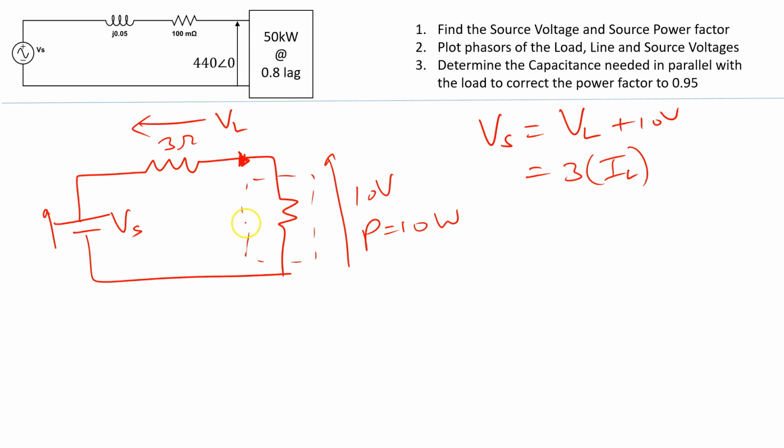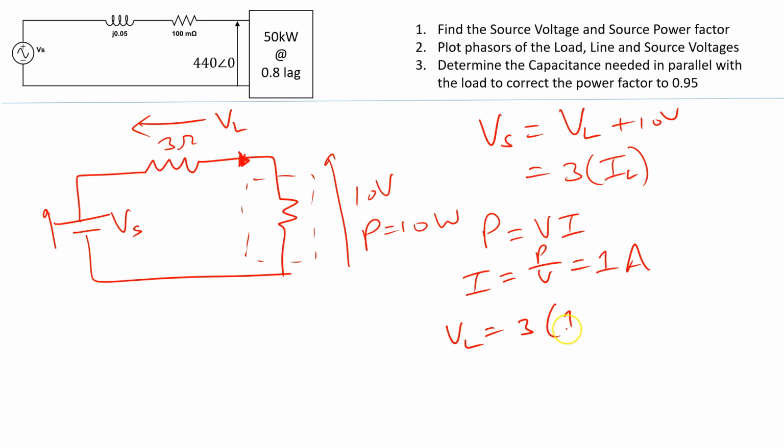So I don't have the resistance here, so I can't use V over R, but I do have the power. So I know P is equal to VI, therefore I is equal to P on V, which is 10 watts on 10 volts, is 1 amp. And then I know VL is equal to 3 by 1, which is 3 volts. And then I could calculate Vs is equal to VL, which is 3 volts, plus 10 is equal to 13 volts.